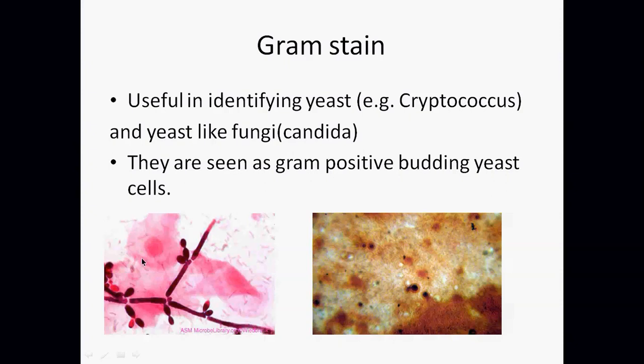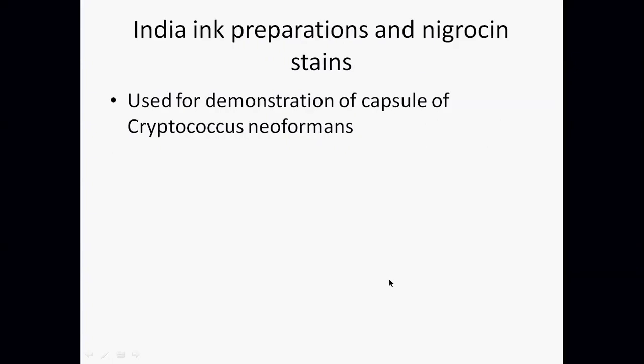This is a picture of Candida where gram stain is done, and you can see gram-positive yeast cells, budding yeast cells along with some pseudohyphae or elongated structures. This is a picture of Cryptococcus in gram stain, where you can see small capsulated yeast cells. They are also budding in the gram staining picture of CSF, or you can have them in some systemic infection. So this is the use of gram staining in the microscope.